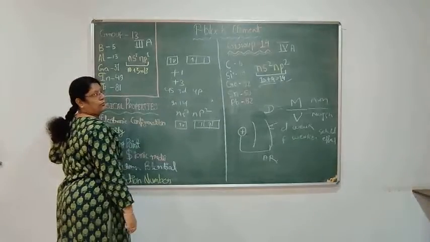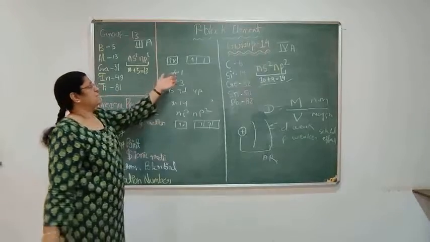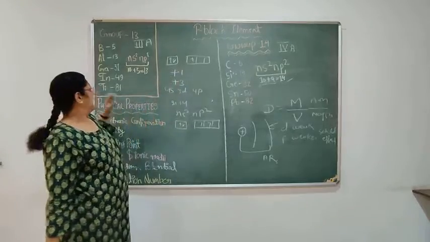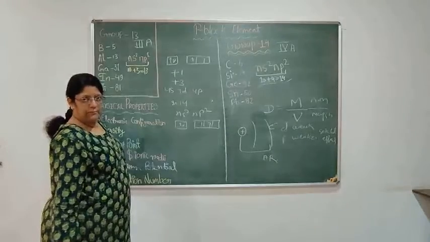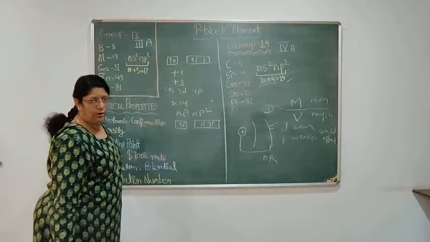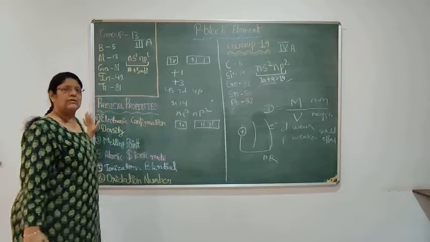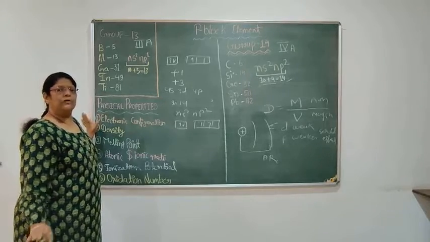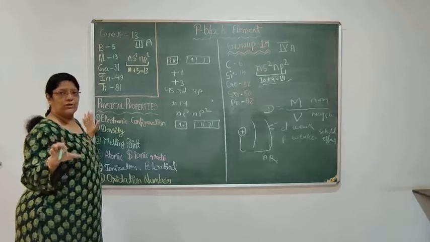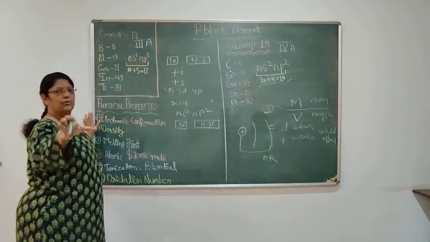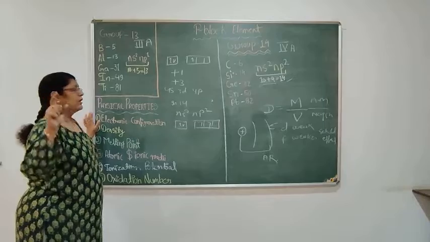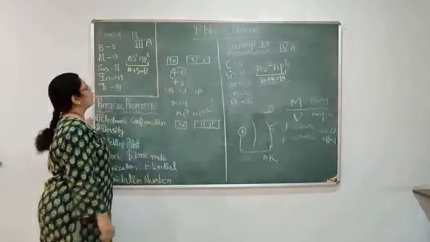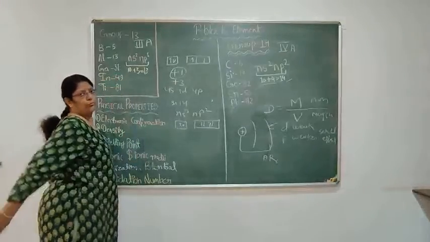As we move down the group, the +1 oxidation number becomes more stable because as d and f orbitals start, the s orbital electrons do not get so much energy that they can become unpaired. That's why they stop taking part in the formation of bonds. That effect is known as the inert pair effect. Due to that effect, the +1 oxidation number is more stable in the case of group 13.